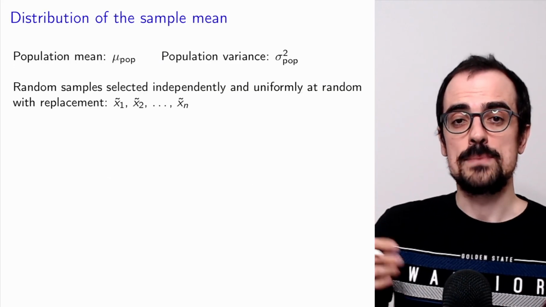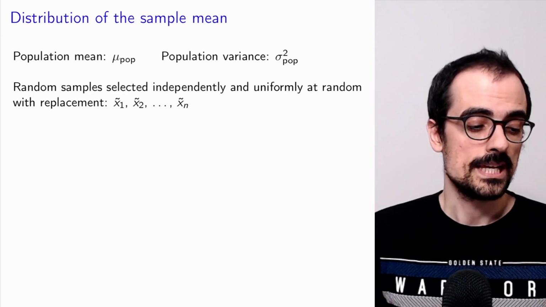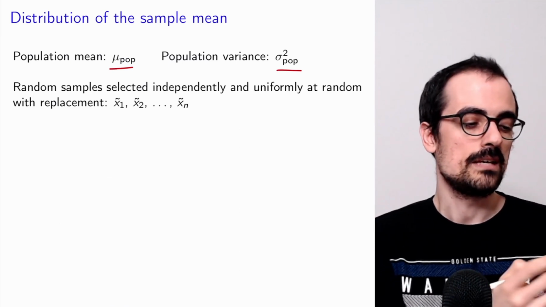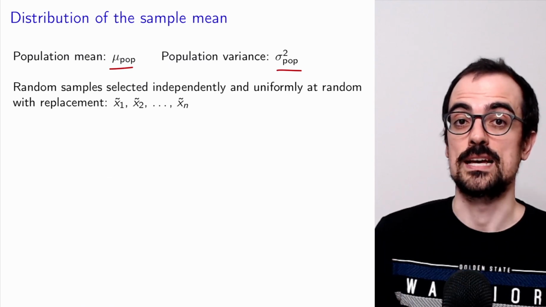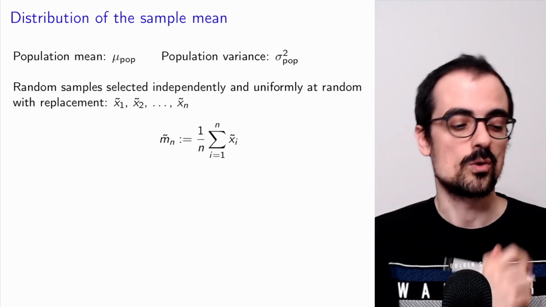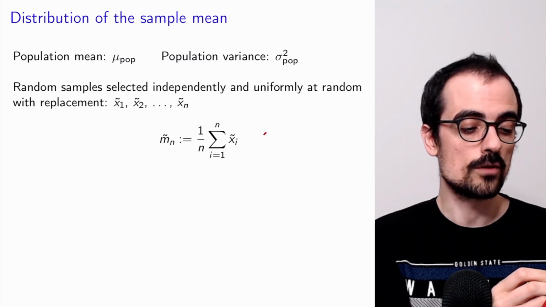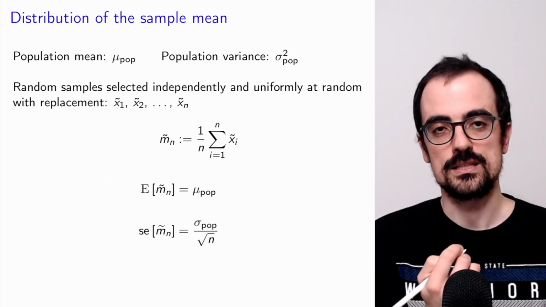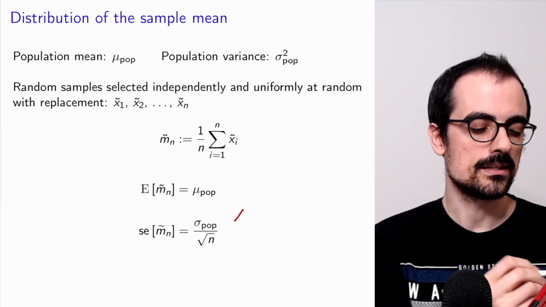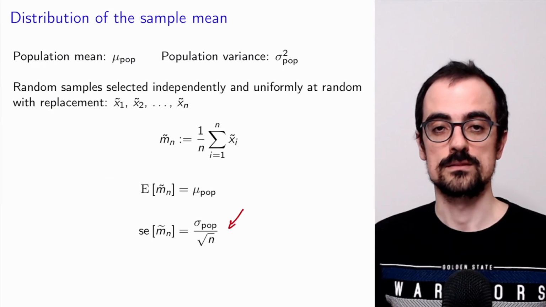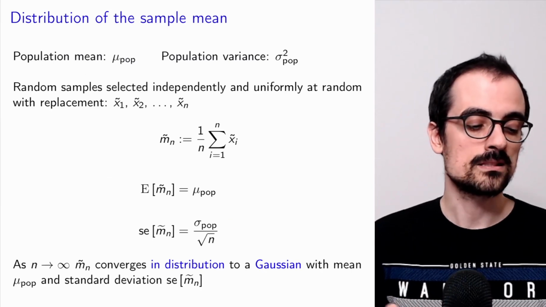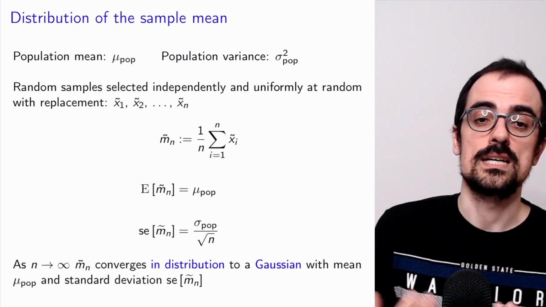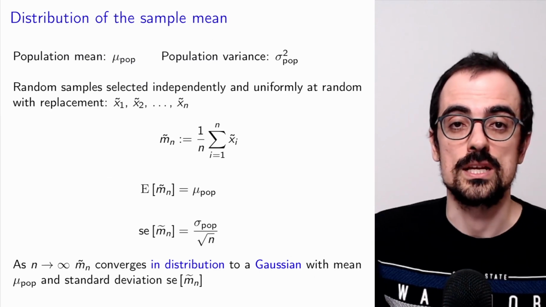All right, so now let's see the implications of the central limit theorem in statistics. Imagine that we want to estimate a population mean for a population that has a certain population variance. If we have random samples selected independently and uniformly at random from the population, we have seen over and over that the sample mean of those random samples has a mean that is equal to the population mean, and a standard deviation, which we call the standard error, which scales like the population standard deviation divided by square root of n. The central limit theorem says that as n grows, the sample mean is going to converge in distribution to a Gaussian that has mean equal to the population mean and standard deviation equal to the standard error.